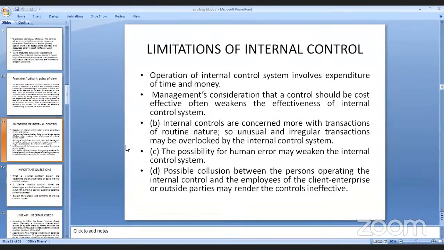Next, limitations of internal control. Are you following, ma? Yes, ma'am. Okay, fine.